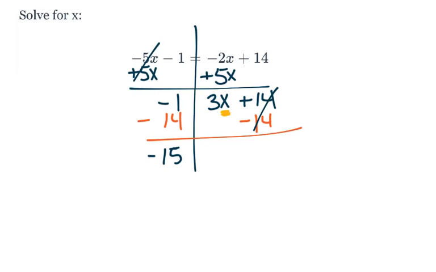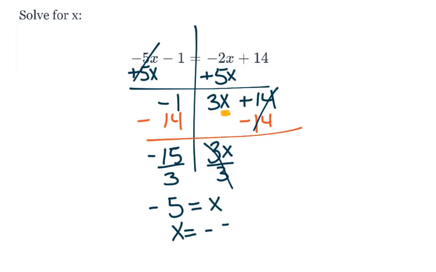Both numbers are negative, so we're going to add them and keep the sign. Bring down 3x. All right, so now we either got to multiply or divide. But the inverse of multiplication is division, so we're going to divide by 3, and we get -5 equals x. Or I can flip it around. X equals -5. Okay. All right.